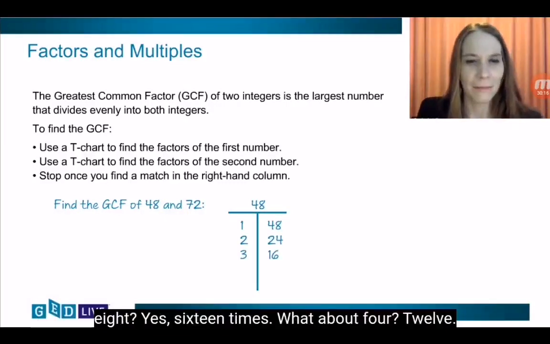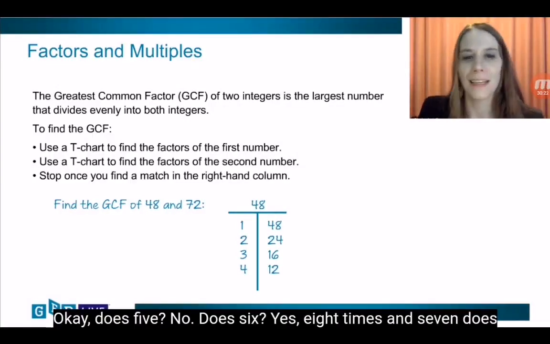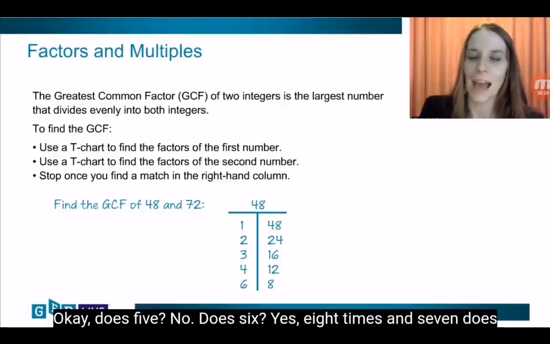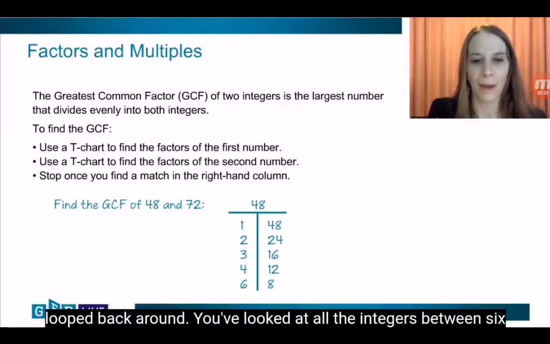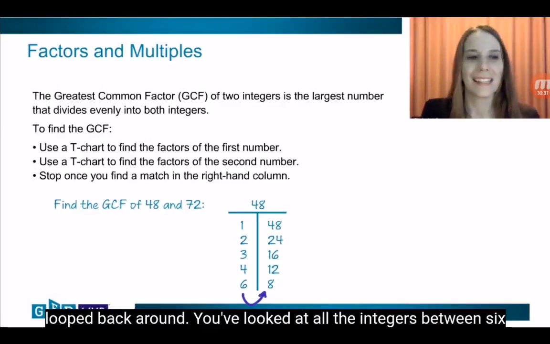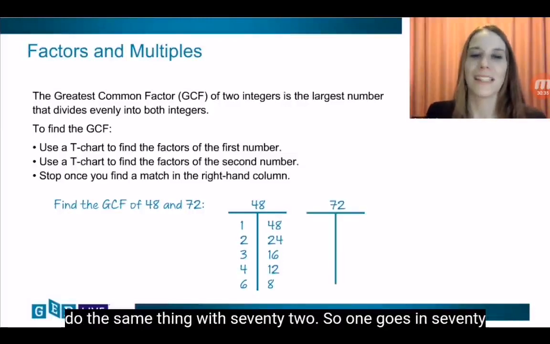Does 3 go into 48? Yes, 16 times. What about 4? 12. Okay, does 5? No. Does 6? Yes, 8 times. And 7 does not go into 48, and you can see now that you've kind of looped back around. You've looked at all the integers between 6 and 8, so you know that you are done. All right, now we're going to do the same thing with 72.